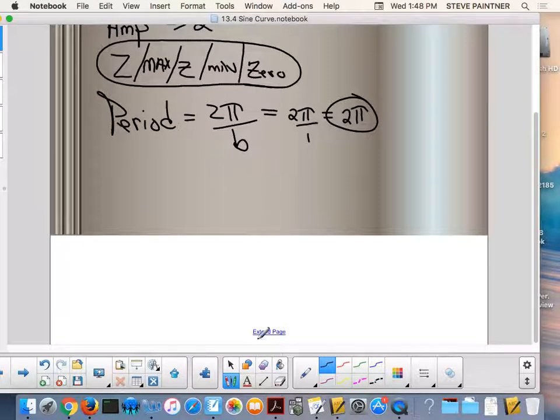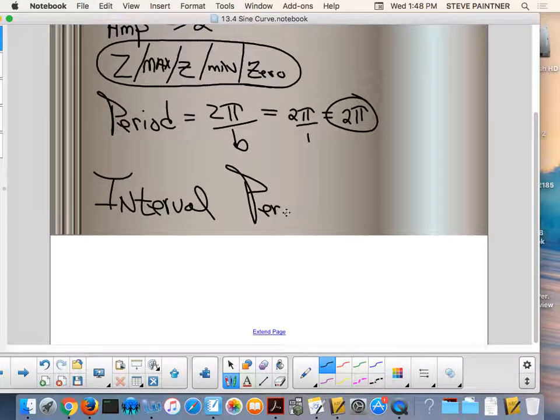What would you count by? Well, let's figure this out. My interval would be my period divided by 4. Well, 2 pi is your period, divided into 4 equal parts.